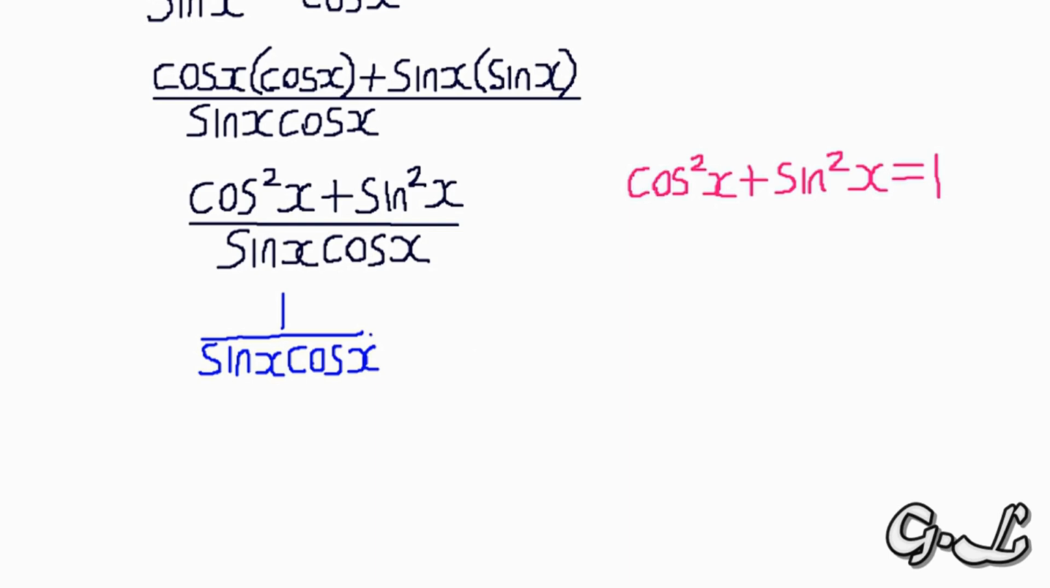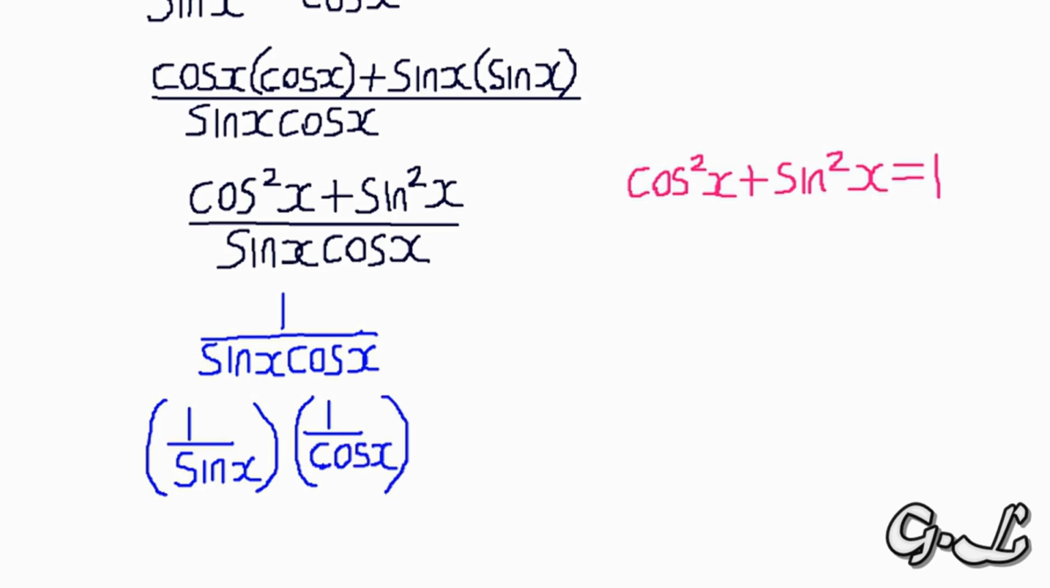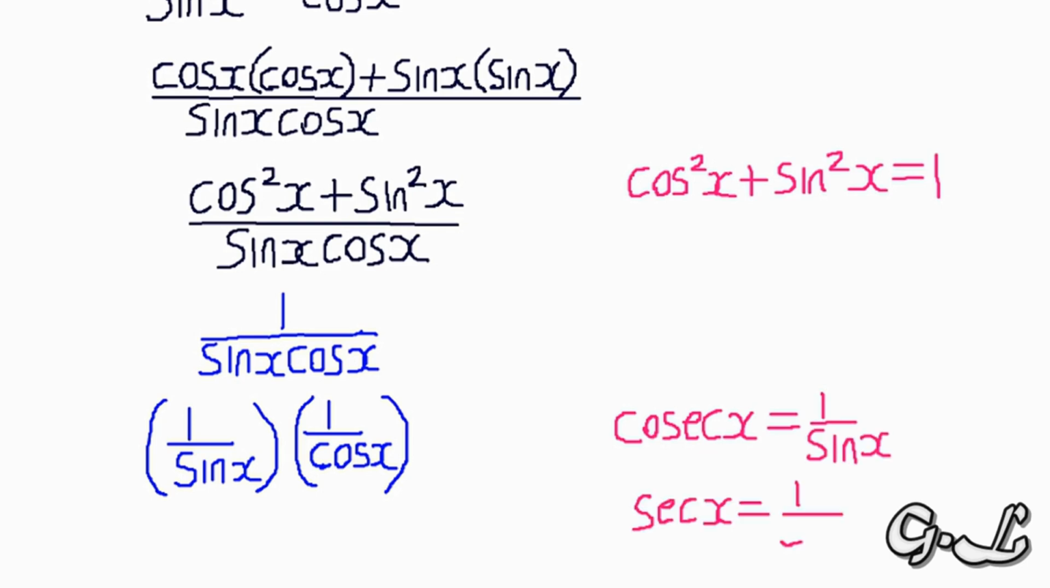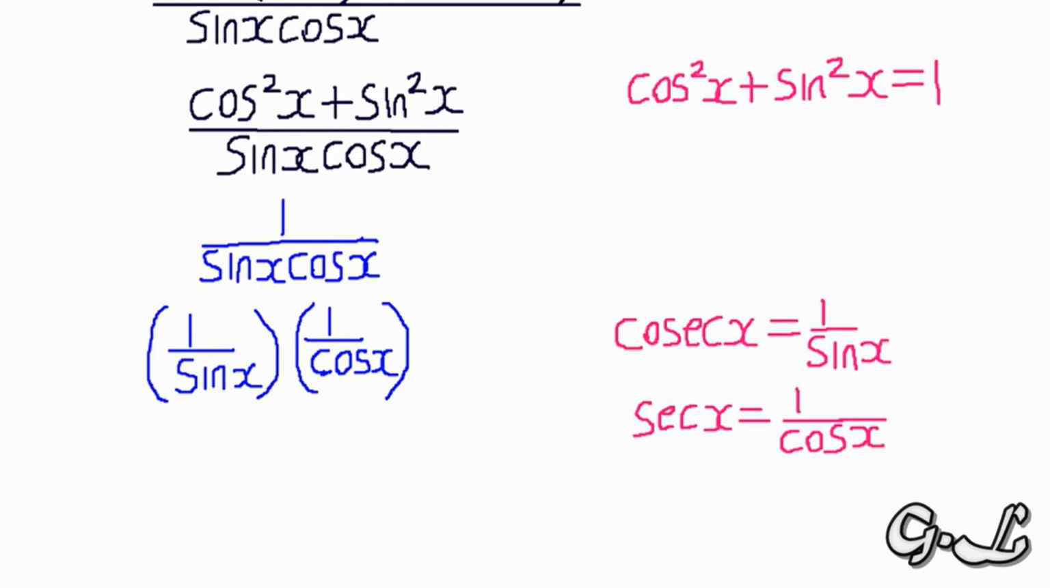And then what is the next thing? We are going to split what we have, and the way we're going to split it, it will be like 1 over sine x, and then there we're going to have 1 over cos x. And then you need to know this. You need to know cosec x is equal to 1 over sine x. And then you need to also know that sec x is equal to 1 over cos x.